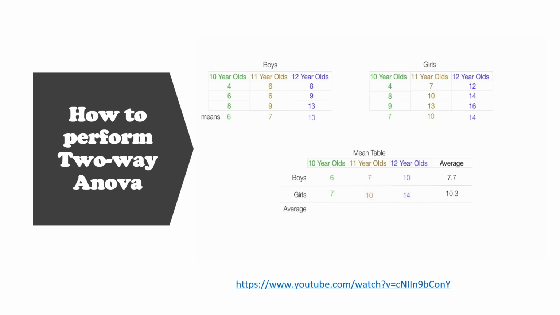The average test score for all the 10-year-olds, boys and girls both, is 6.5. The average test score for all the 11-year-olds is 8.5. And the average test score for all the 12-year-olds is 12. And the average test score for all the children turns out to be 9. These averages are also called marginal means, but I'm using the term average. So I calculated the mean value for test scores by different groups, by the 10-year-old boys, 11-year-old boys, 12-year-old boys.